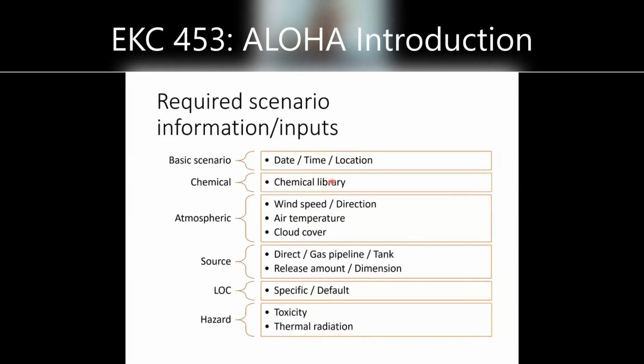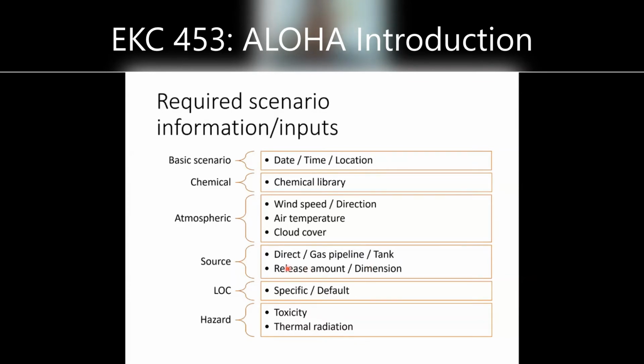Then in the chemical part, you have your chemical library. You need your input in the chemical library. Then for atmospheric inputs, you need your wind speed, direction, air temperature, and also cloud cover. So remember your EKC 367 atmospheric situation, where you got your gas dispersion. Then this is the source, the source of the hazard. Is it directly from the chemicals, or is it leaking from a gas pipeline, or some explosion in a tank? You need to identify and make some input to these parameters.